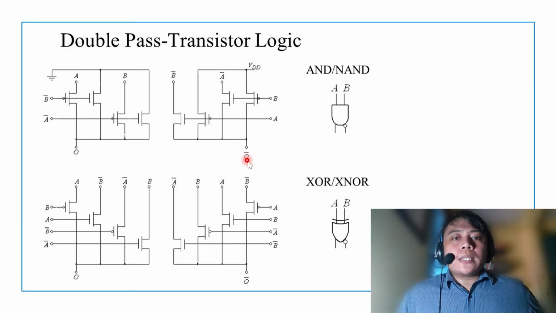So this is the double pass transistor logic schematic diagram. We can see here that we have the AND and the NAND, and below is the XOR and the XNOR. In my project, I used the NAND gates. The schematic is similar to this one, and we can notice that we have an input A and B and a complementary input for A and B also. The output is complementary, and the supply is located here.